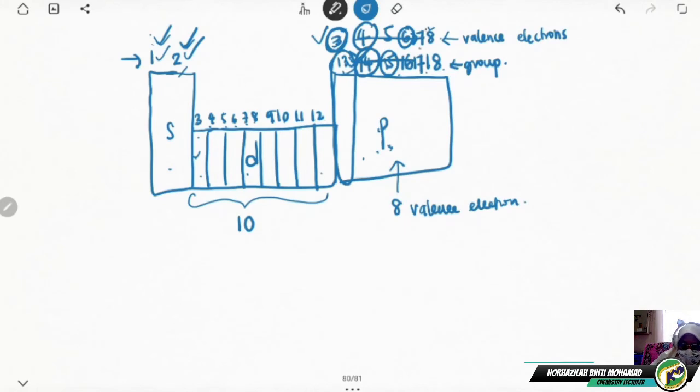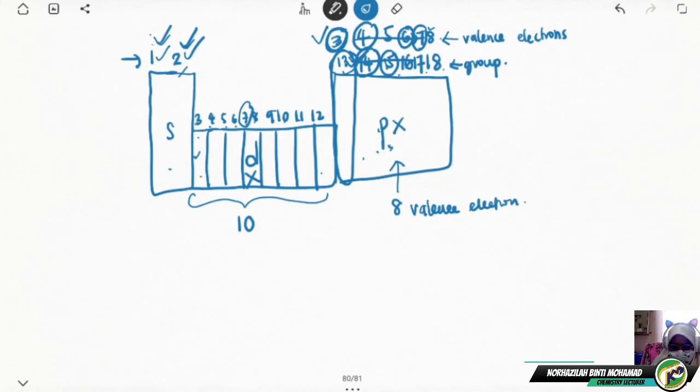Walaupun ni sama kan, ni 7, sini pun 7. Kenapa dia tak boleh jadi grup yang sama? Tak boleh, sebab ini P block element, ini D block element. Walaupun valence elektron dia sama, tapi block dia berbeza, sebab elektronik configuration dia berbeza. Faham? Faham tak?